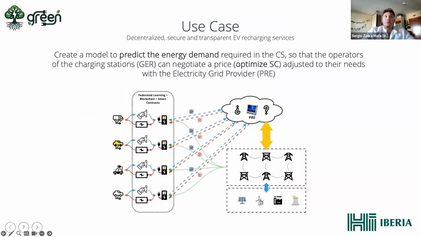So the use case of Green is to create a prediction model for the energy demand that is required for the charging stations, and the real part is to optimize all this environment that I already presented. Here you have a representation of it, where all the parts of the environment help each other just by adjusting or predicting this energy demand. So helping one part will be helping and optimizing the whole environment.